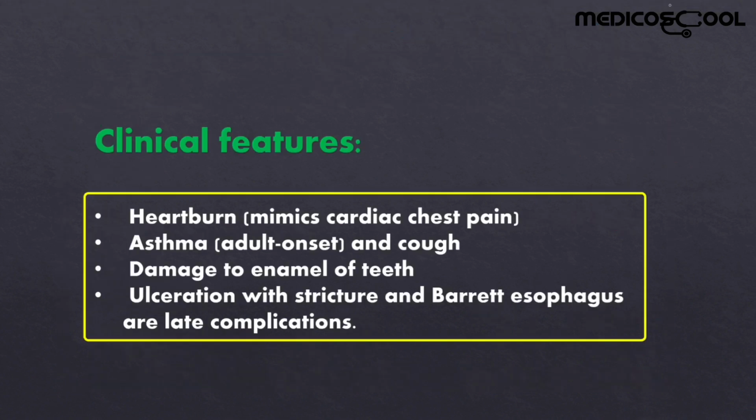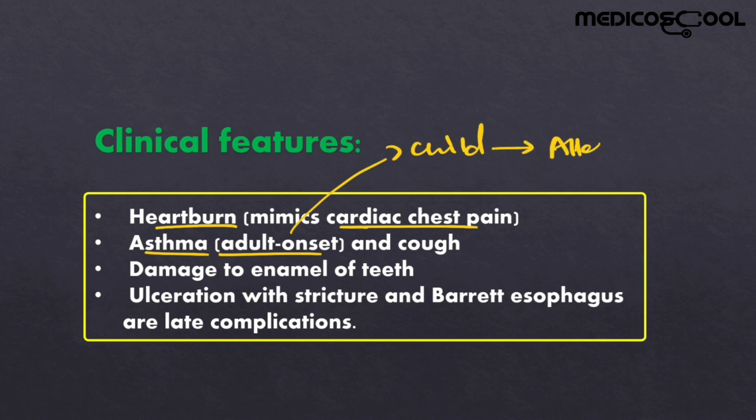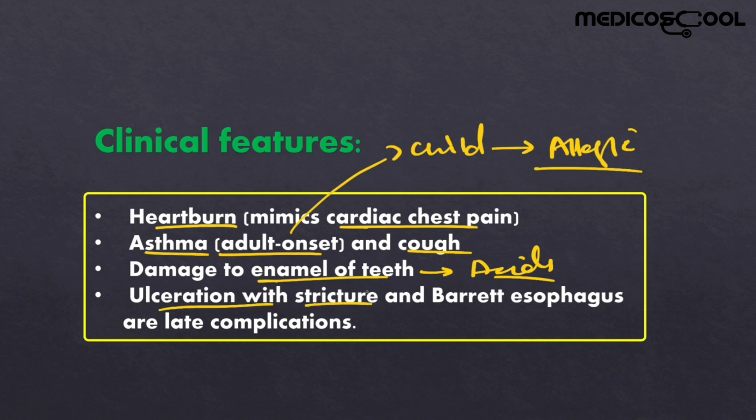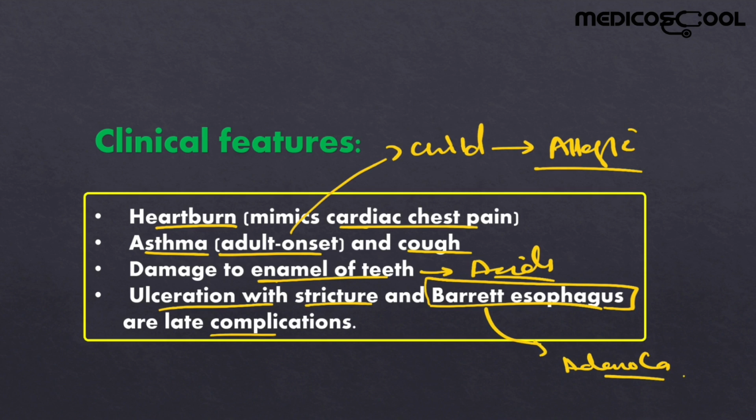Now, what are the clinical features? The clinical features are in the form of heartburn, which is the most important one. Heartburn can mimic cardiac chest pain. Asthma, which is adult onset; child onset asthma is mostly allergic. And cough, and damage to the enamel of the teeth, which is due to the reflux of the acids. Acids cause damage to the enamel. Ulceration with strictures and Barrett esophagus are the late complications, and Barrett esophagus is the most important one because it can be a risk factor for the development of adenocarcinoma later.